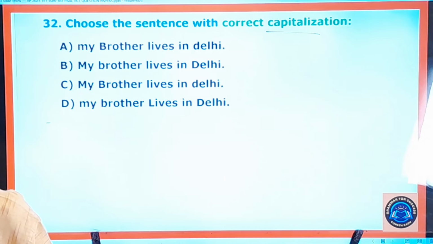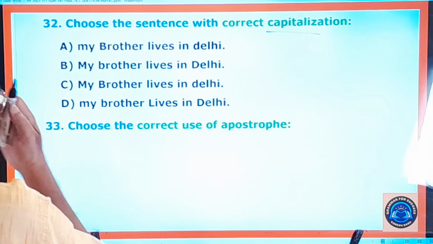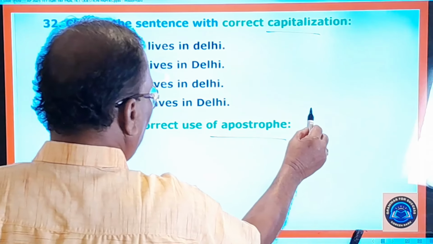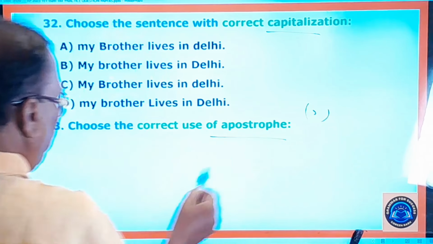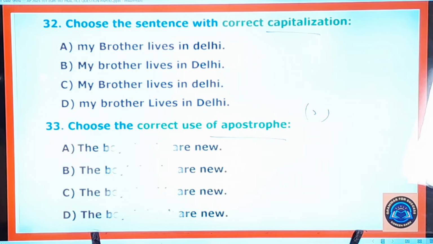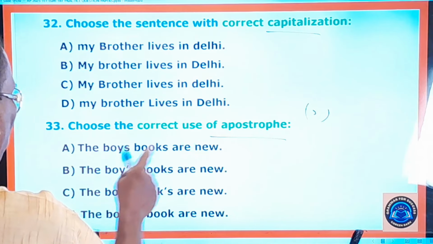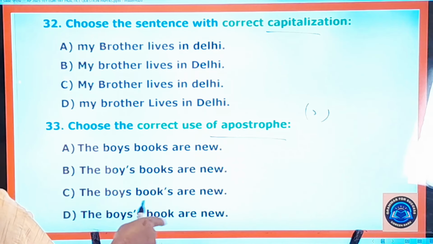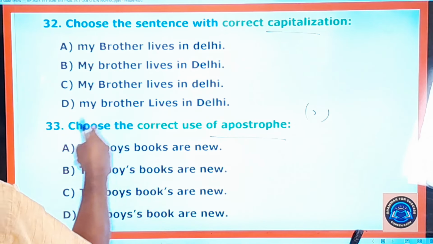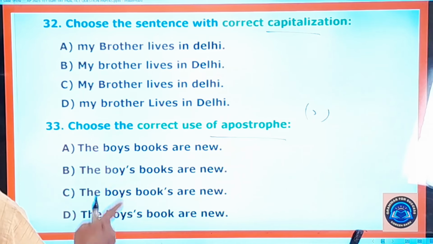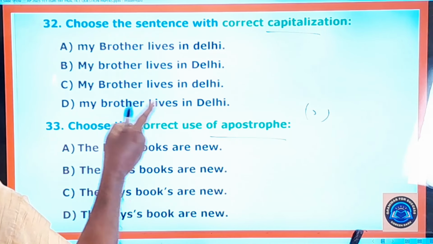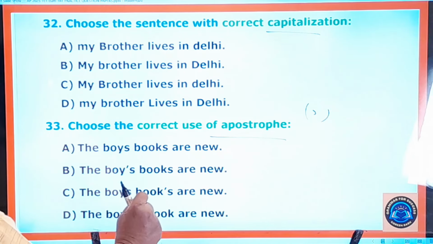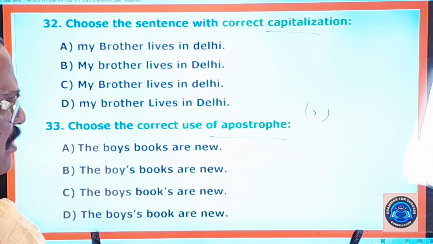Now you move on to the next question, 33rd one. Choose the correct use of apostrophe. Apostrophe means this mark, this is called apostrophe. So correct use of apostrophe. The boys' books are new. So here, of these 4 options, you have to choose that sentence in which this apostrophe is correctly and properly used. So that is going to be your answer.